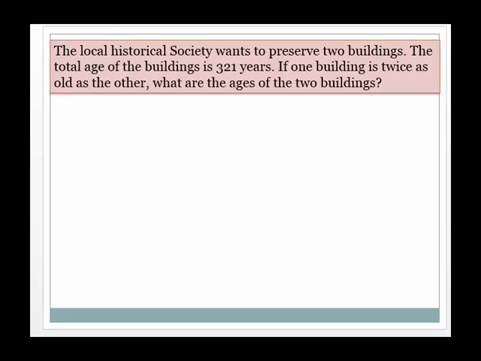Alright, a local historical society wants to preserve 2 buildings. The total age of the buildings is 320 years old. One building is twice as old as the other. So if I call one of the buildings X, the age of one of the buildings is X, isn't the age of the older building twice that much? And don't those 2 buildings have to have 321 years between the 2 of them?